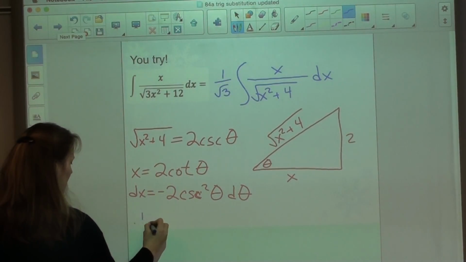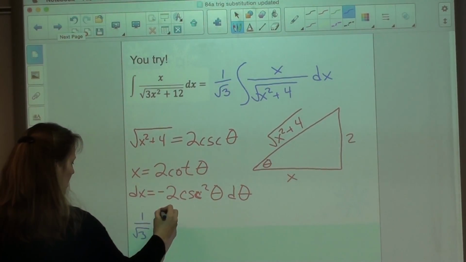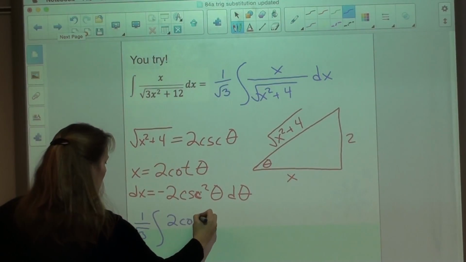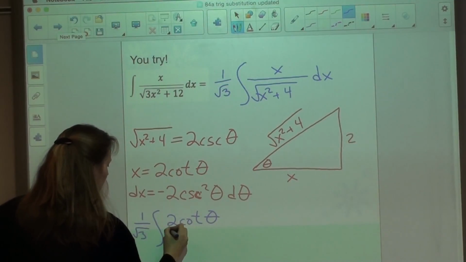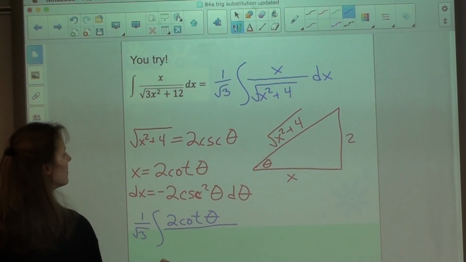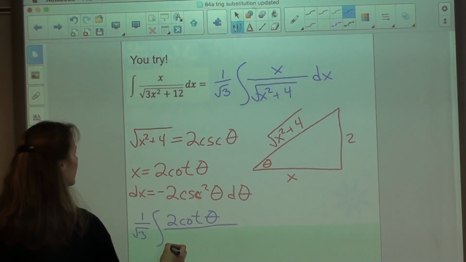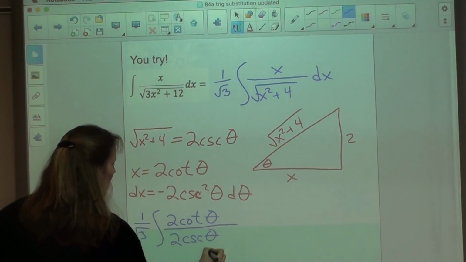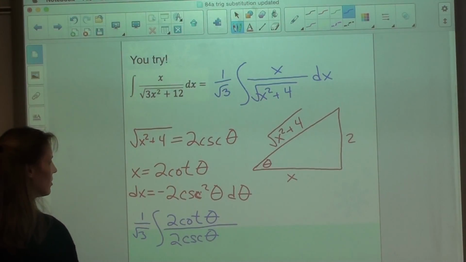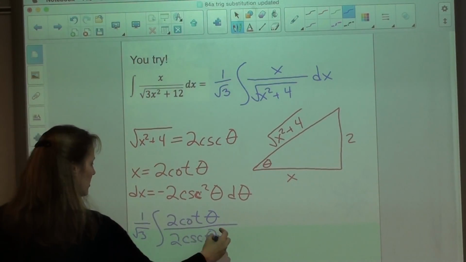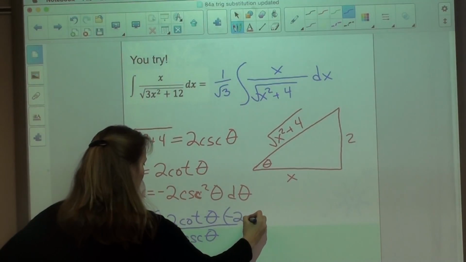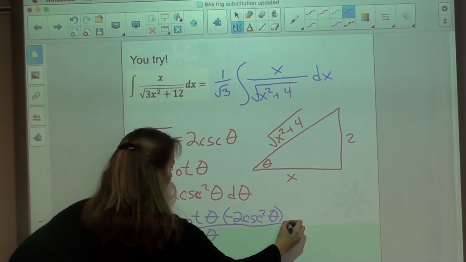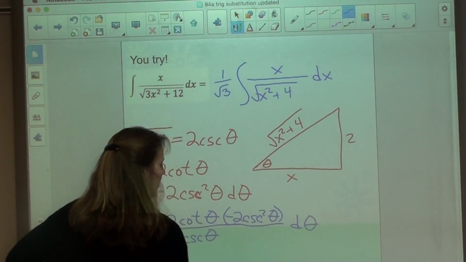Did you get, it's not, I'm going to be 2. Well, no, because if you think about it, tan is equal to 2 over x. That means 1 over x is equal to, oh, yeah, you're right, 2 cotangent. Is it negative cosecant squared?